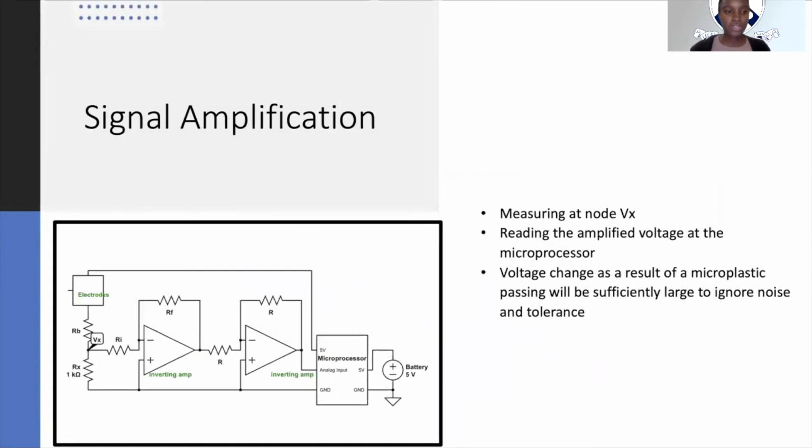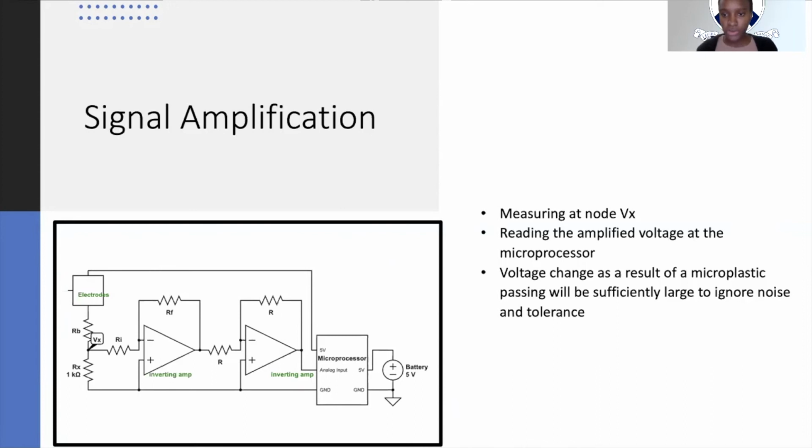Since we talked about the resistance changes, now we have a circuit to actually detect the resistance changes that occur as a result of a particle passing through the electrodes. So we want to pay attention to node voltage Vx in the schematic, which is the part of our voltage division circuit where we'll be measuring and amplifying and then back calculating using the microprocessor.